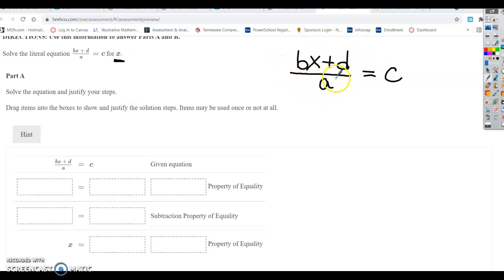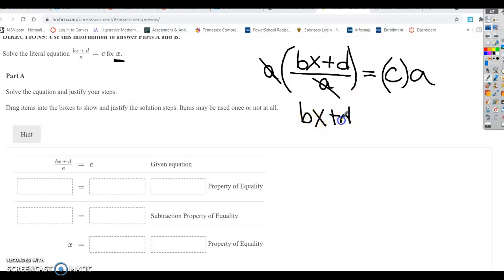This division groups the top together and separate from the bottom, so the first thing we want to do is get rid of the division. Let's multiply everything by the denominator, which is a. That's a over 1, so it cancels with the denominator, leaving bx plus d equals ac. If we have ca or ac, it doesn't matter. I just used the commutative property to put my variables in alphabetical order. That does not have to happen, but it makes it nicer.